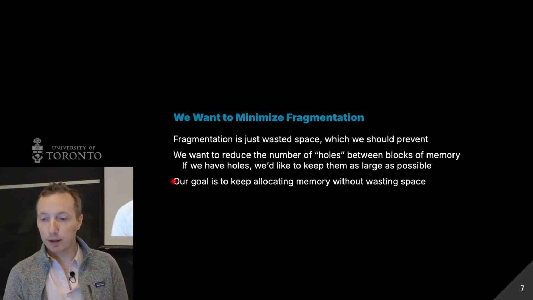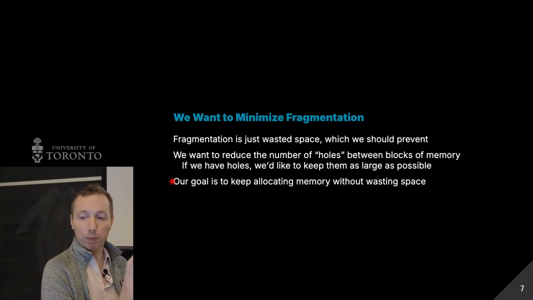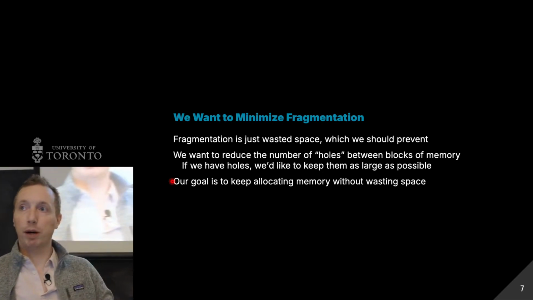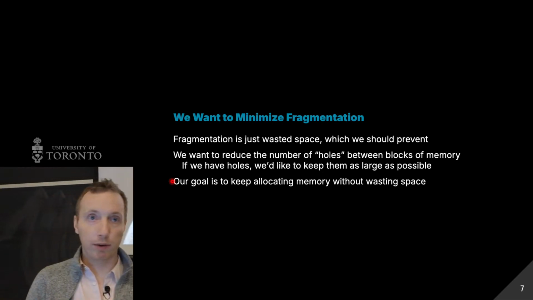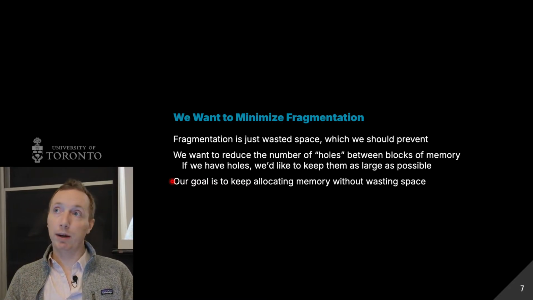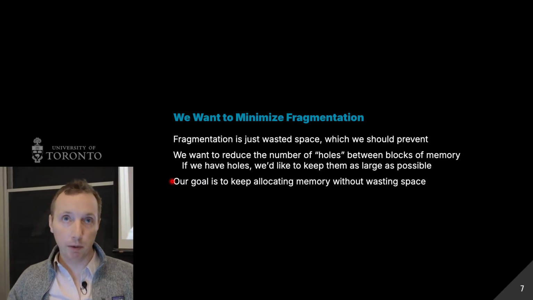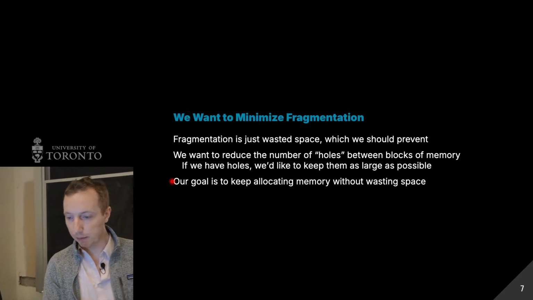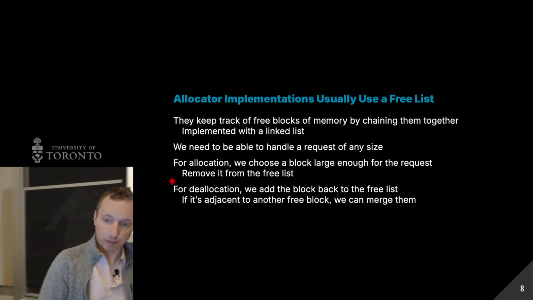So one idea might be to reduce the number of holes between blocks of memory, and if we do have a hole, keep them as big as possible. External fragmentation just depends on the size of the allocations. If we can fulfill the request, then we don't have any external fragmentation, we're good. So we want to keep allocating memory without wasting space.